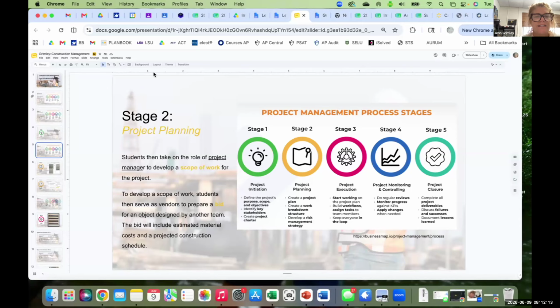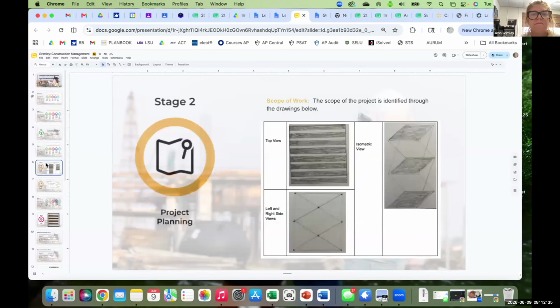And that's when I took on the role of the project manager to develop the scope of work. What I did is I color coded everything to go back to the different stages. During this process, in order to create the scope of work, I had to look at cost. And in order to look at cost, I had to put my project idea out for bid. So the bidding process, the drawings: the top, the left, right, and the isometric view. That's how my scope of work was developed, through the drawings.